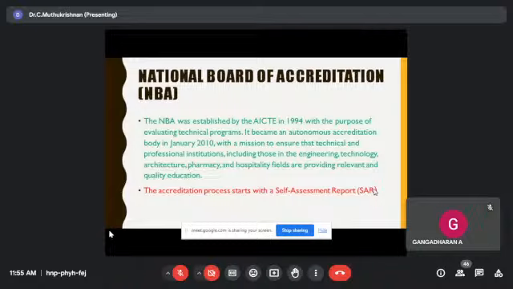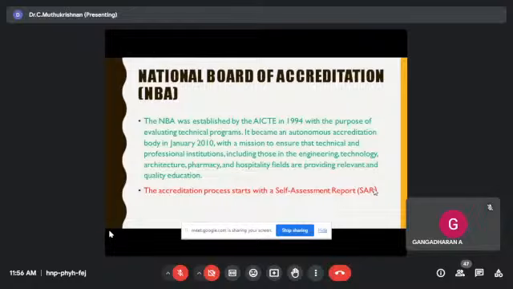So NBA only gives the proper accreditation to evaluate our technical programs. The rest of the programs are also there, normally teacher education programs and other programs also. NAAC only will give the accreditation to other programs except technical programs, engineering colleges also. The NBA was established by AICTE in 1994 with the purpose of evaluating technical programs, and it also became an autonomous accreditation body in January 2010 with the mission to ensure that technical and professional institutions, including those in engineering, technology, architecture, pharmacy, and hospitality fields, are providing relevant and quality education.